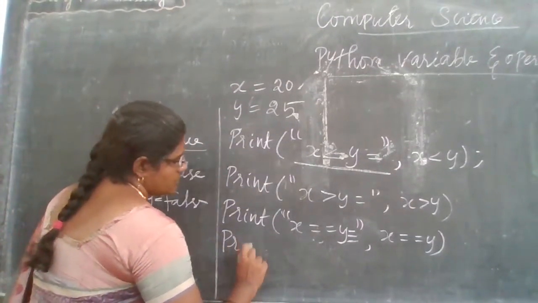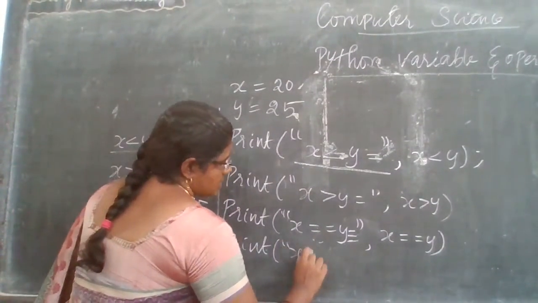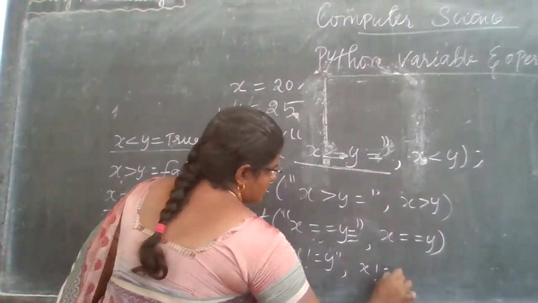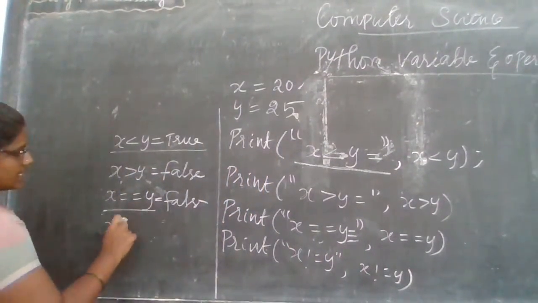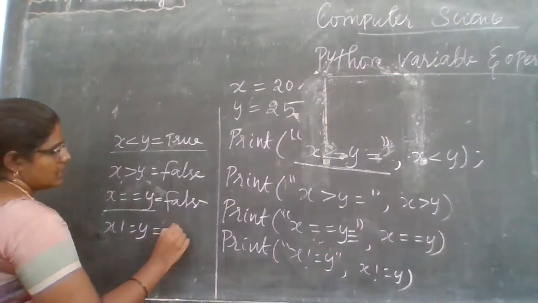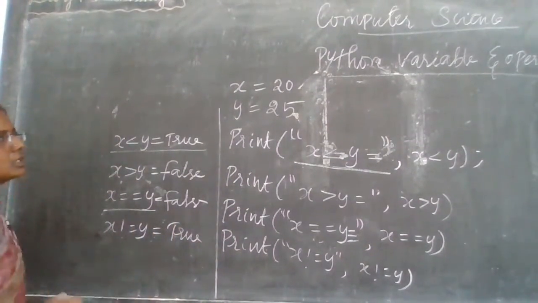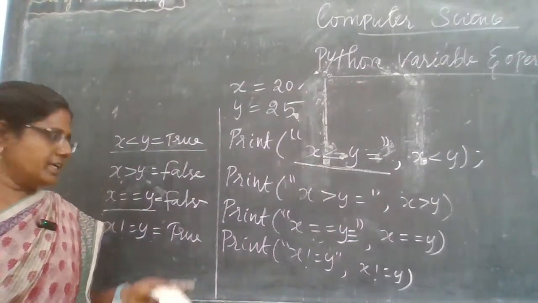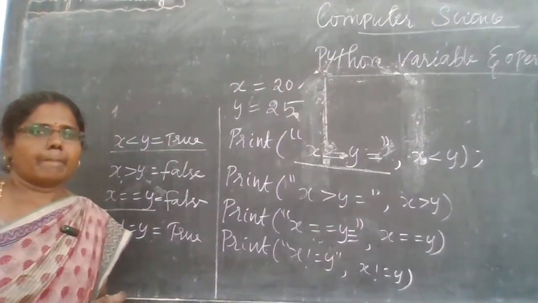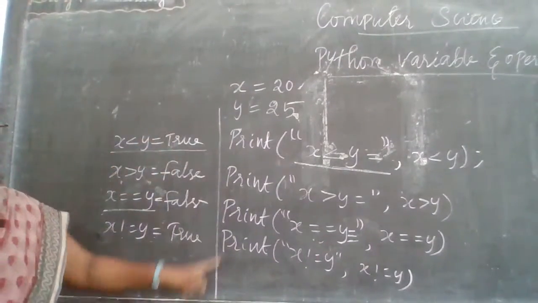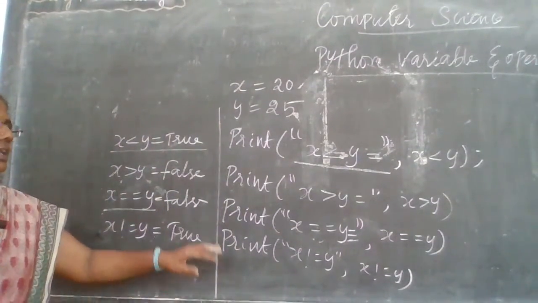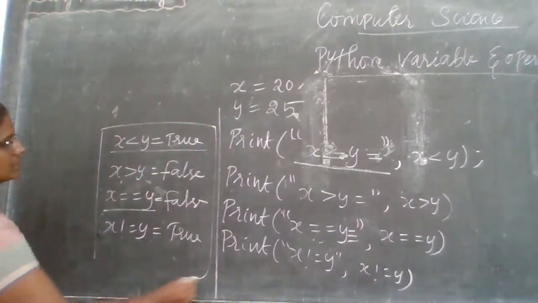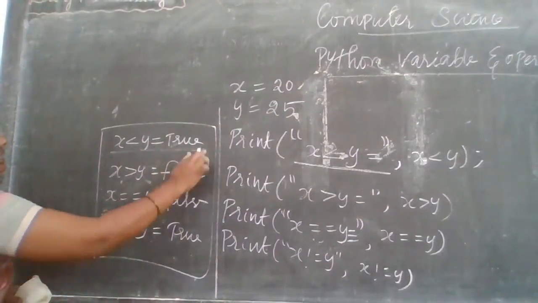Next, not equal to: print x not equal to y, comma, x not equal to y. So the output is x not equal to y equal to true, because 20 not equal to 25. 20 and 25 are different, not the same, so it returns the value true. If you write this program in script mode, after saving the program you run it. Running means you will get the output, and these outputs are displayed on the screen.